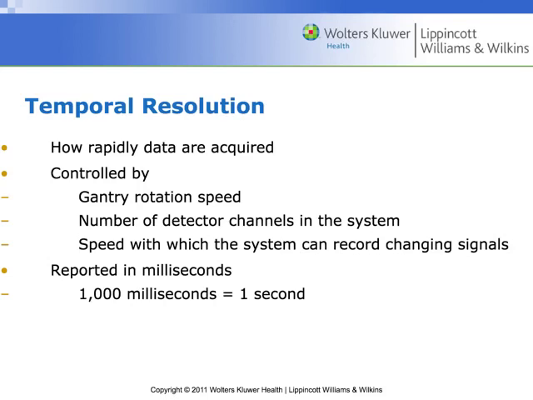But historically, this was controlled by gantry rotation speed and the number of detectors in the system. So if it was a single detector versus a multi-detector, that would matter. If it was a single detector, we'd actually see a decrease in temporal resolution because we would have to have the patient hold their breath longer. And the speed with which the system can record those changes. And it's reported in milliseconds. So we're talking about really, really rapid changes in time.